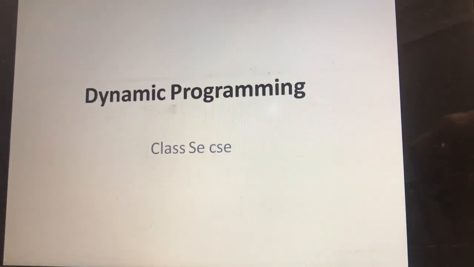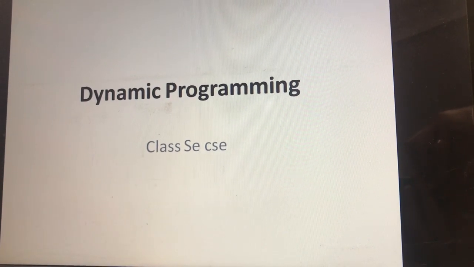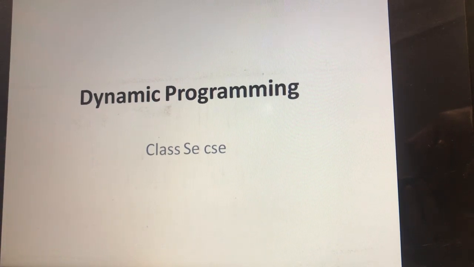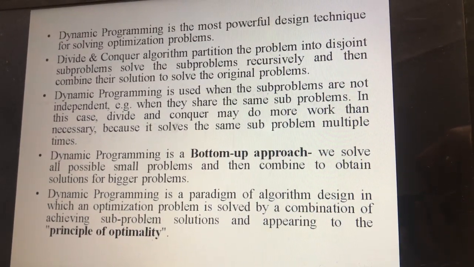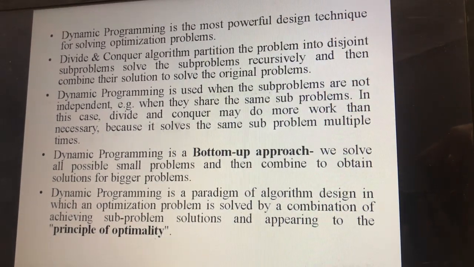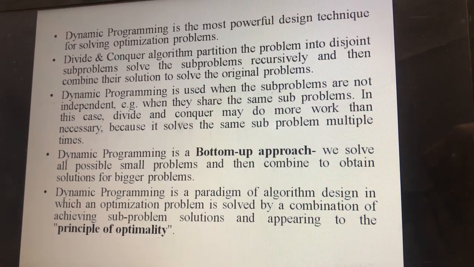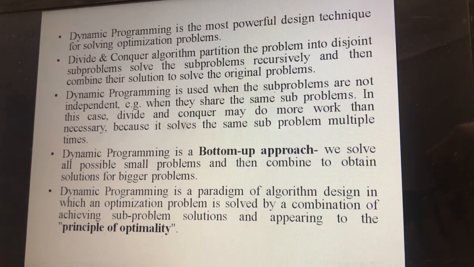Good morning friends. Today we are going to discuss dynamic programming. In the previous classes we discussed the greedy methods as well as the divide and conquer techniques. Dynamic programming is the most powerful design technique for solving optimization problems.